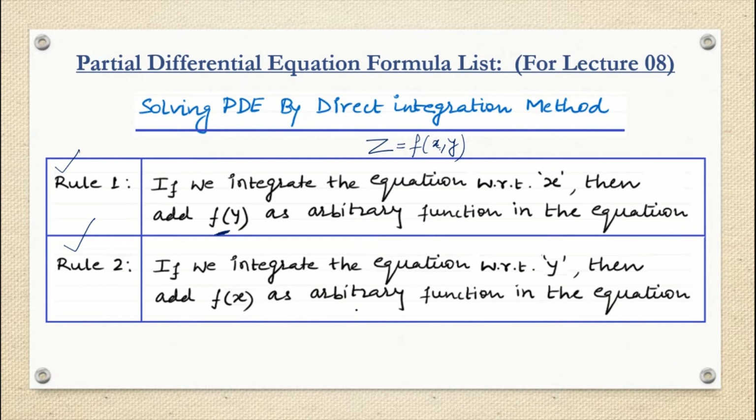So first thing is, why do we have to add any function in the equation? Because we know the rule of integration, right? If we integrate, then we add some arbitrary constant. If we do the normal, ordinary integration, then we add an arbitrary constant. And if we integrate partially, then we add an arbitrary function. This is the difference between our normal integration and our partial integration. We will see it in the question, then it will be more clear. But these two rules we have to follow: if we are integrating with respect to x, we add f(y) as an arbitrary function, and the reason we will discuss in the question.